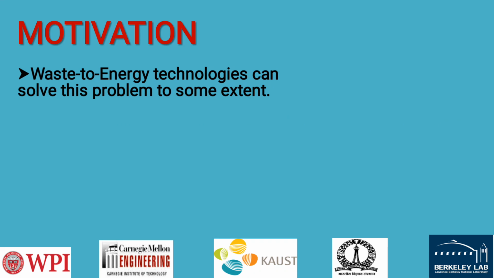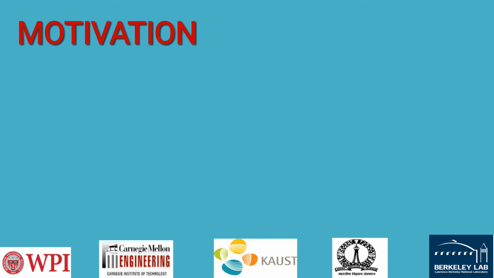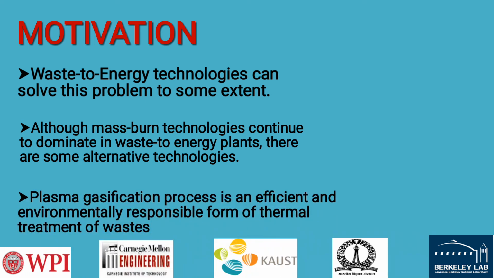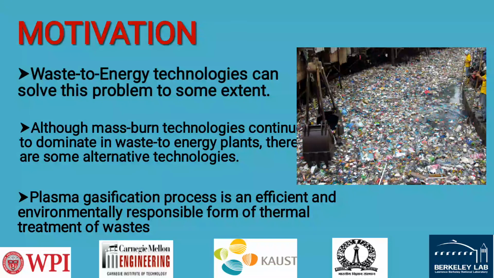There are some techniques to produce electricity from waste. As was mentioned recently, they started one, and there are a lot of techniques. Although the most common is burn technology, like burning the mass, continuing with waste-to-energy plants, some more is required. Plasma is one of the greatest technologies, which is very efficient and environmentally responsible for the thermal treatment of waste. You can see how they're throwing the stuff in the Ganga, Yamuna rivers, everywhere, which is very dangerous.